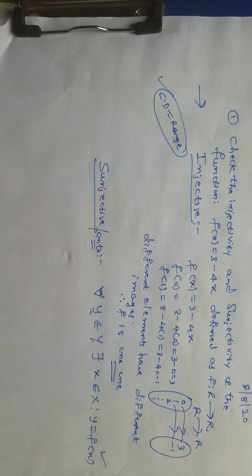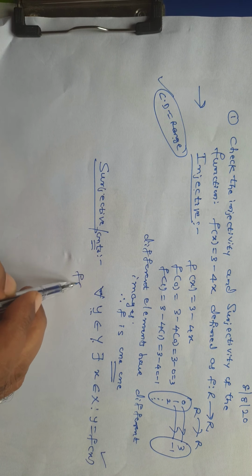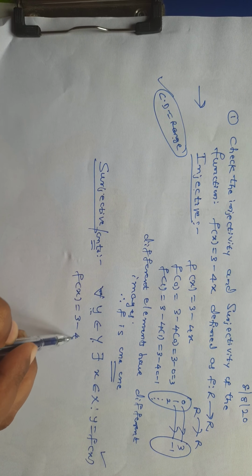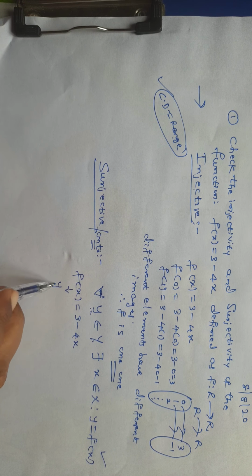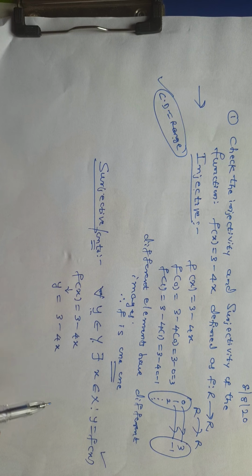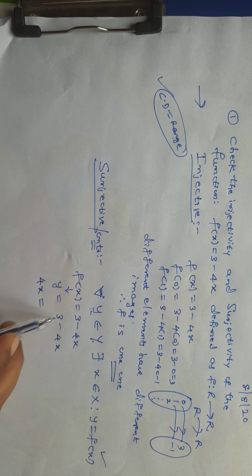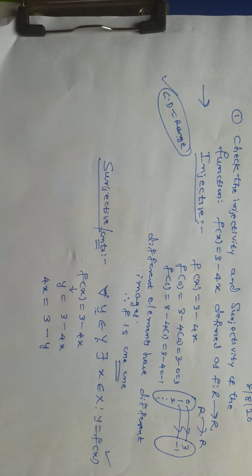Given function is f of x equals 3 minus 4x. So here f of x means y. For every y there exists x. That means y is present here, and I have to solve for x. I will bring minus 4x to the left-hand side as plus 4x, and plus y to the right-hand side. So we get 3 minus y.